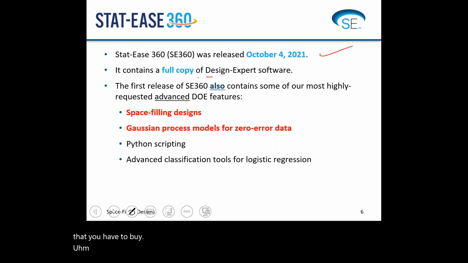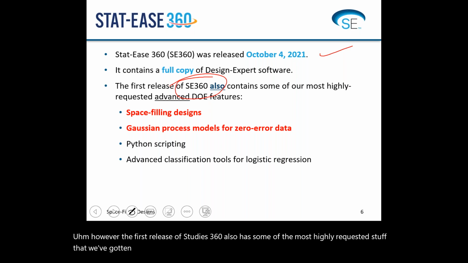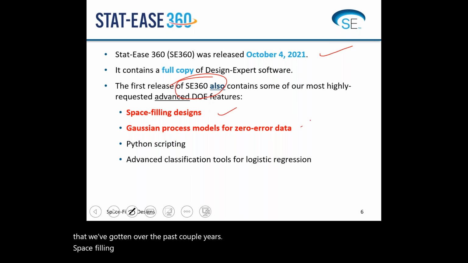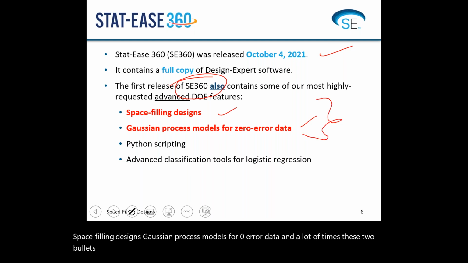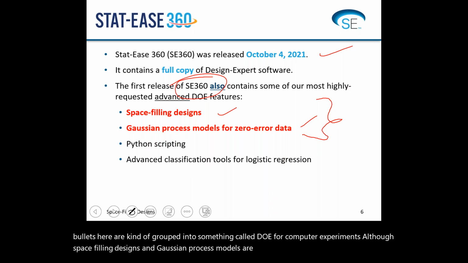However, the first release of Statist 360 also has some of the most highly requested stuff that we've gotten over the past couple years. Space filling designs, Gaussian process models for zero error data. And a lot of times these two bullets are grouped into something called DOE for computer experiments, although space filling designs and Gaussian process models are not necessarily limited to computer experiments, though they're often associated with them.